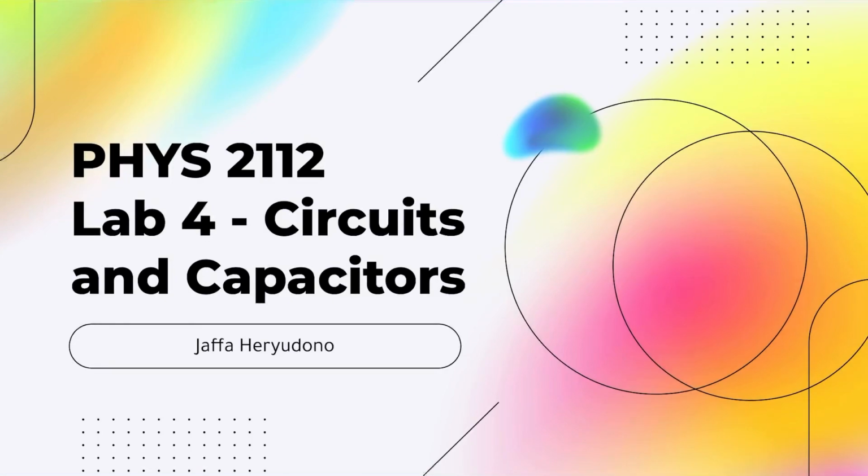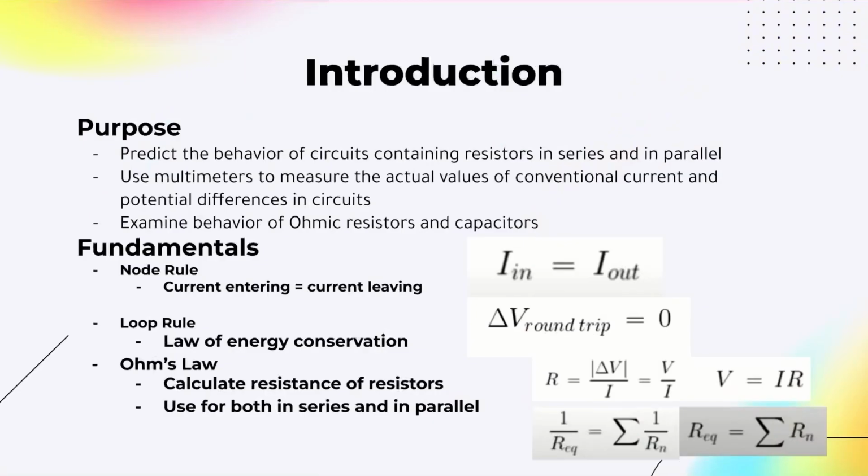Hello, my name is Trevor Heridono, and today we'll be discussing Lab 4 Physics 2212 Circuits and Capacitors. In this lab, we will predict the behavior of circuits containing resistors in series and in parallel, using multimeters to measure the actual values of conventional current and potential differences in the circuits, and examine the behavior of ohmic resistors and capacitors. Fundamental concepts covered include the loop rule and the node rule.